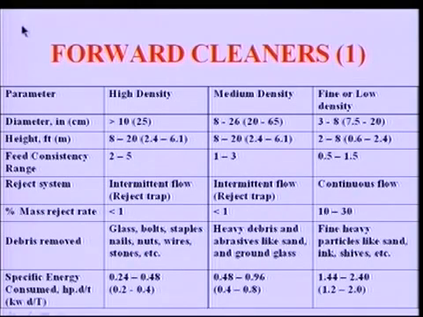So here is an example of various types of forward cleaners which are used to remove high density material. Forward cleaners are classified as high density, medium density, or fine forward cleaner based on the diameter of the cylindrical section. Greater than 10 inch or 25 centimeter we call it high density. 20 to 65 centimeter called medium density, and 7.5 centimeter to 20 centimeter we call fine forward cleaner.